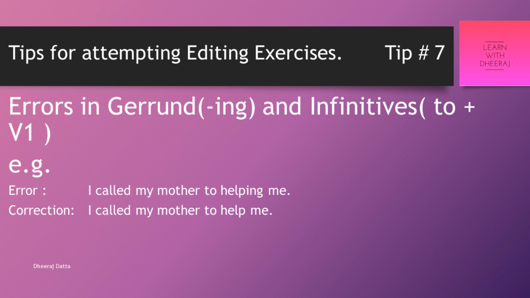verb, it becomes an infinitive. So I have an example for you on the screen. The error or the wrong sentence is, I called my mother to helping me. Now as you can see, an infinitive has been used here, too. So to is always followed by the first form of the verb. So instead of to helping, it should be to help. It can be vice versa as well. Alright, so be careful while reading the sentences. These kinds of errors are also very common. So this was my tip number 7.